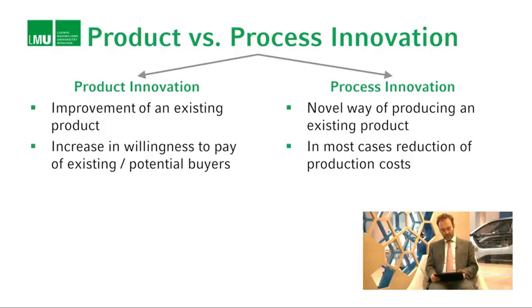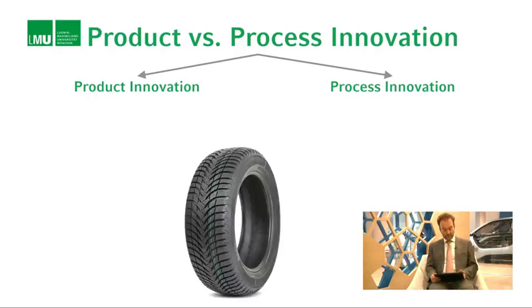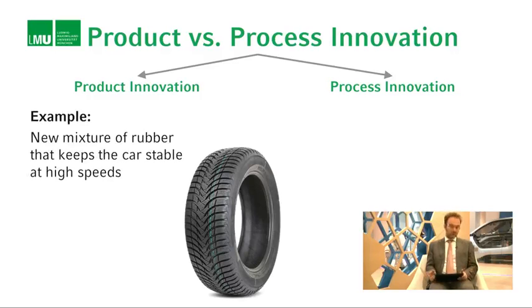Now, let's have a look at a concrete example, namely car tires. With car tires, a product innovation would be simply a new mixture of rubber that keeps the car stable at high speeds. Of course, this leads to an increase in the willingness to pay of existing consumers. You can demand a higher price and possibly also increase your profits or increase your market share.